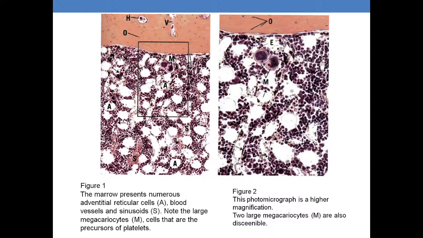Figure 1. The marrow presents numerous adventitial reticular cells, blood vessels, and sinusoids. Note the large megakaryocytes, cells that are the precursor of platelets. Figure 2. This photomicrograph is at high magnification. Two large megakaryocytes are also discernible.